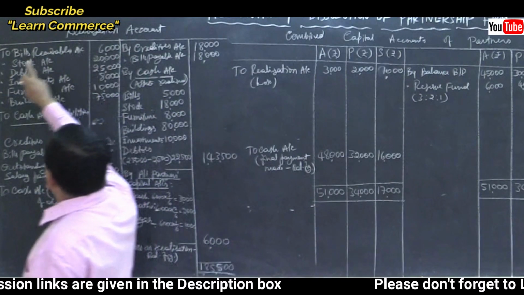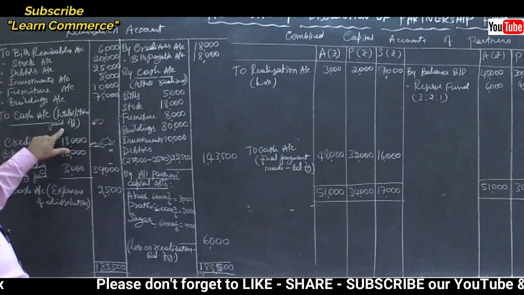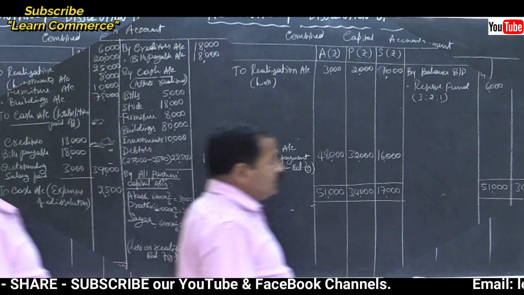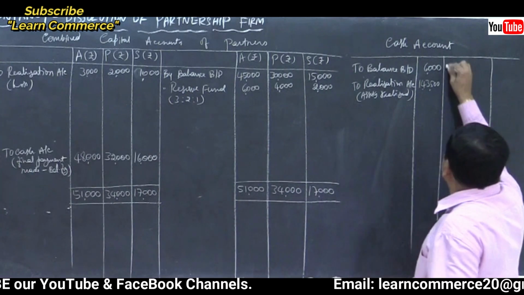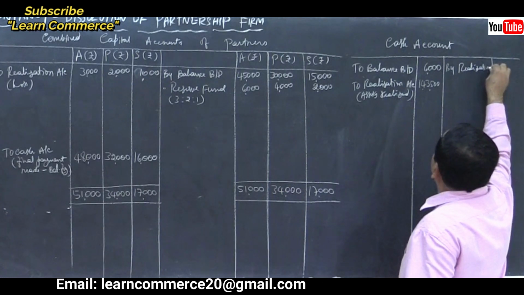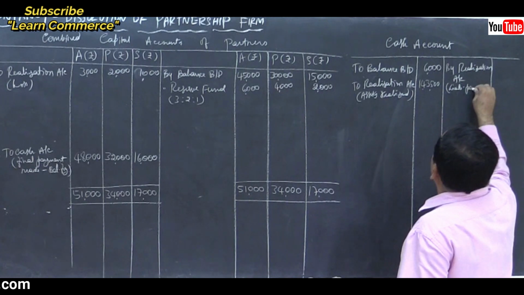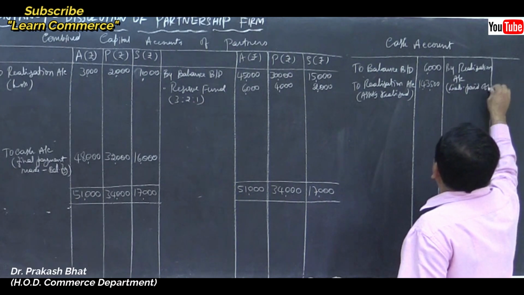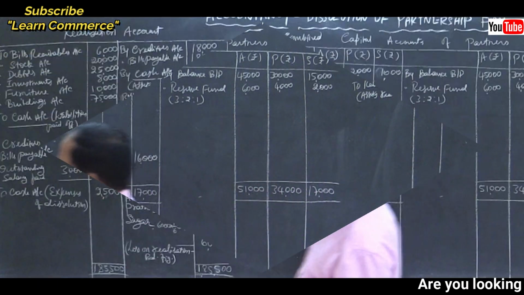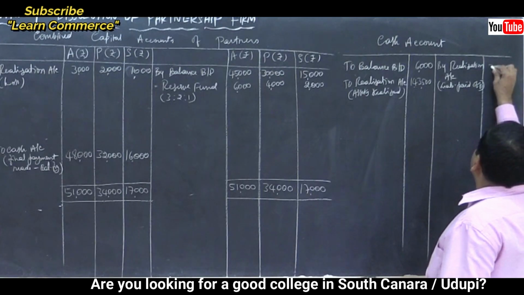Then realization account debtor to cash account. Liabilities paid off, right? So, by realization account, liabilities paid off. How much is it? Liabilities paid off 39,000, including outstanding salary.